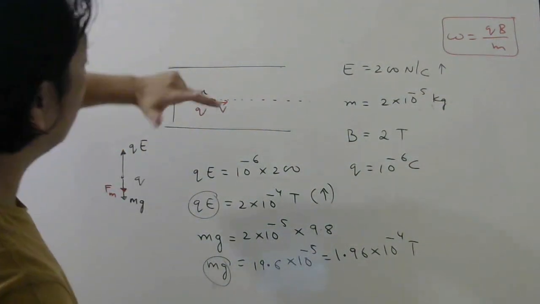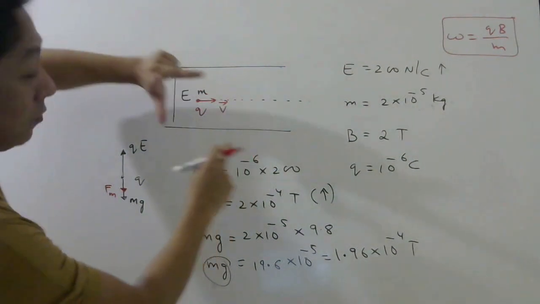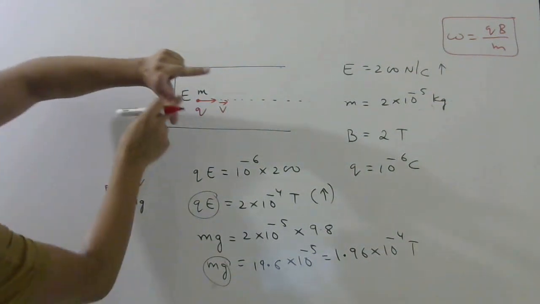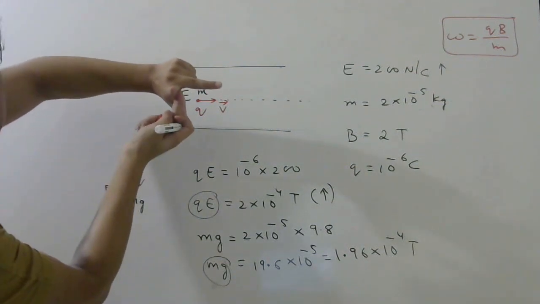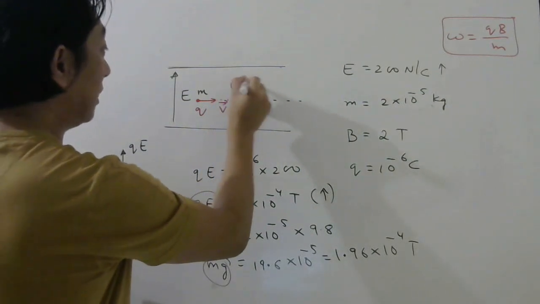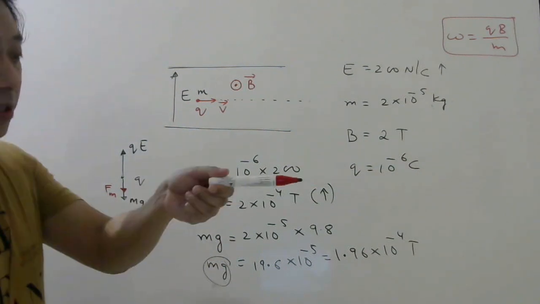So it is very clear, you have to do like this. The current is this way, wherever the positive charge is moving, current is this way, you want magnetic force down. So magnetic field must be applied out of the board. Understood? So this is velocity.